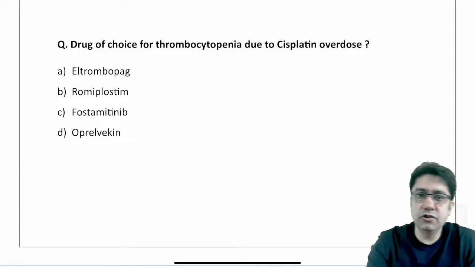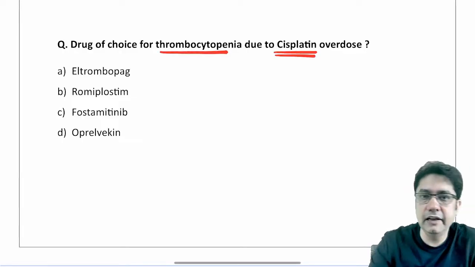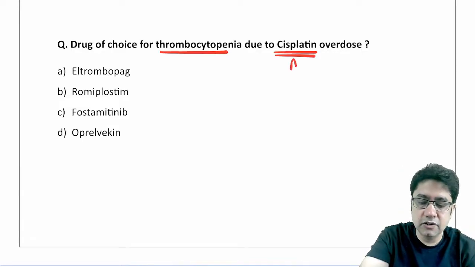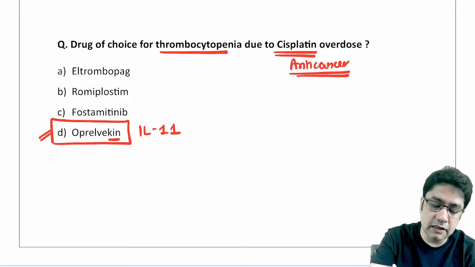So what is the drug of choice for thrombocytopenia? I think we have discussed. We will not go into the detail in the anti-cancer chapter. Anti-cancer drugs can lead to bone marrow suppression. And the drug which we give is oprelvekin, which is interleukin 11. And I have given you a trick how to remember: kin means interleukin 11.